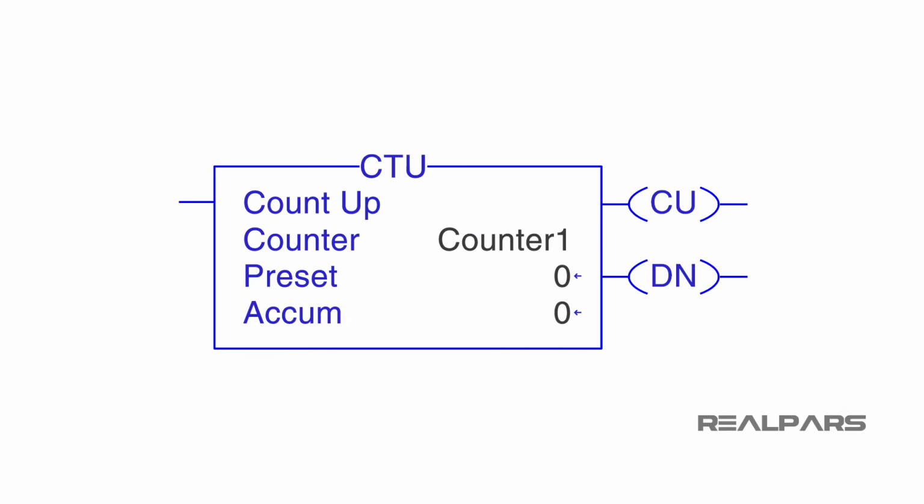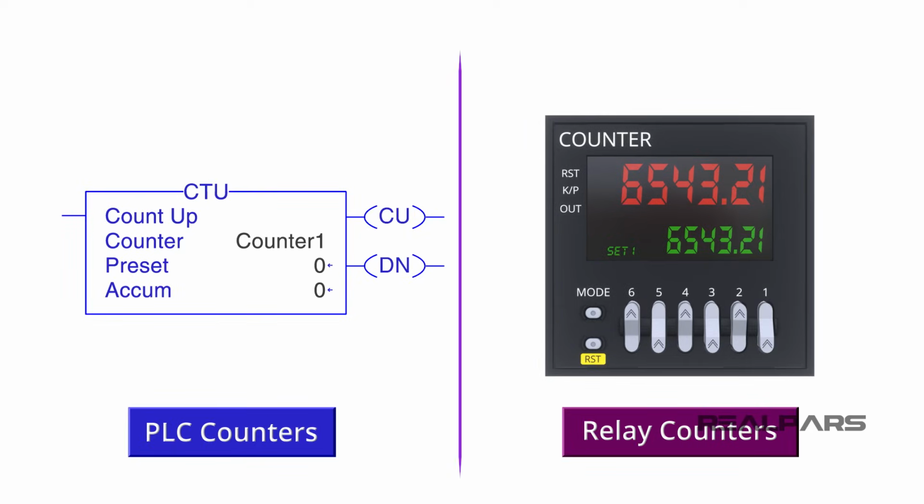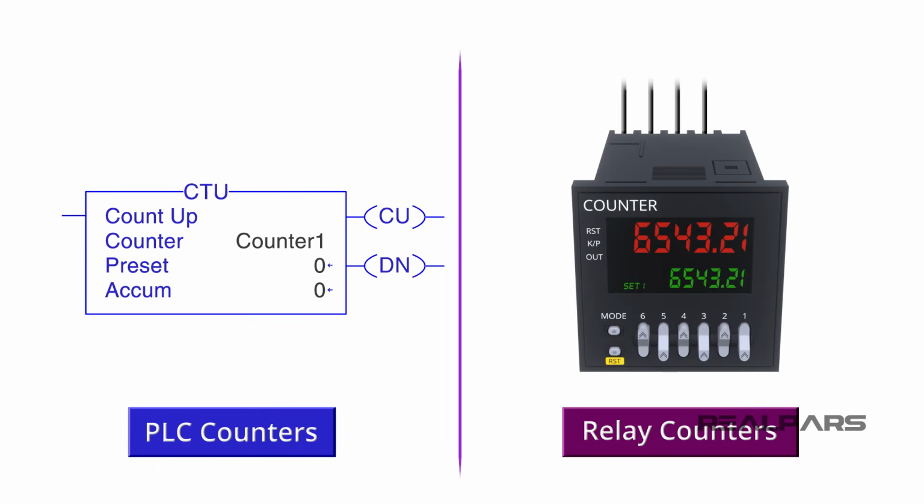PLC counters are internal PLC instructions that can be used to count input or output signals in the PLC program. These counters operate like relay counters, but you cannot hold a PLC counter in your hand, and they do not need to be connected to wires to operate.